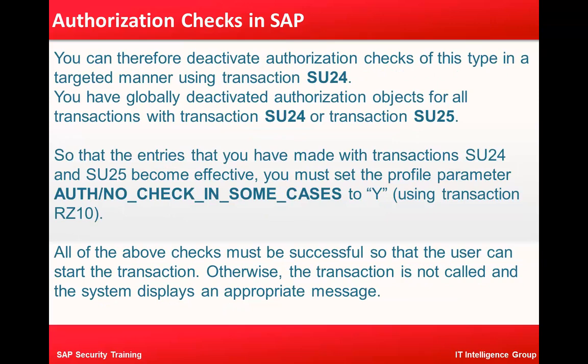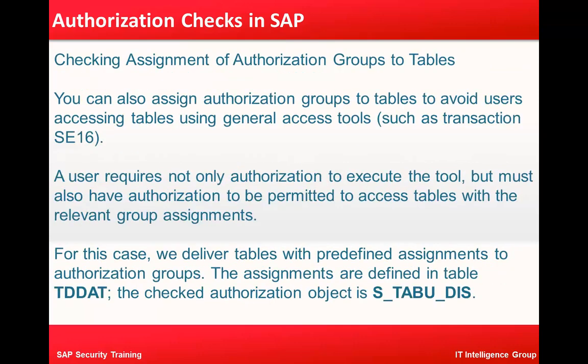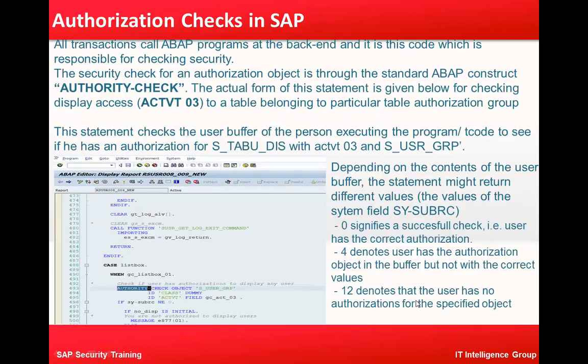Okay, and fifth check is about the objects which have been deactivated from performing the security related checks. And sixth check is about the table fields. Okay, so these are pretty much the different levels of security checks which are performed whenever a user logs into the system. And that's pretty much what I wanted to cover in this particular training session.